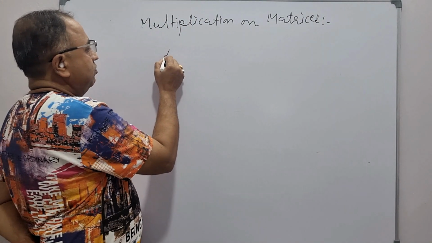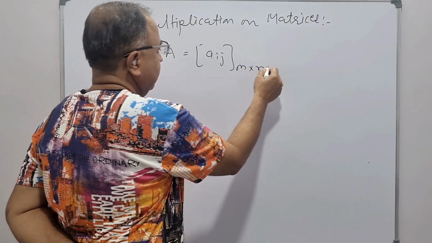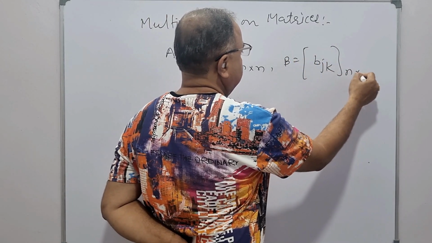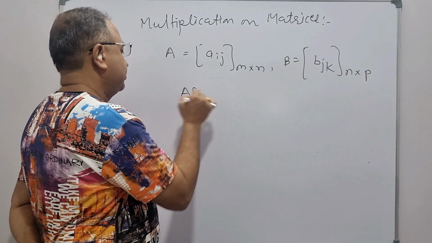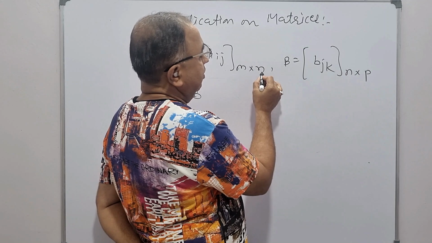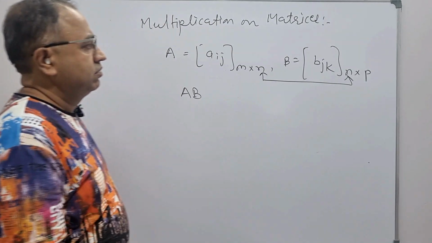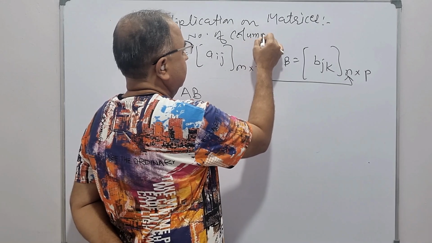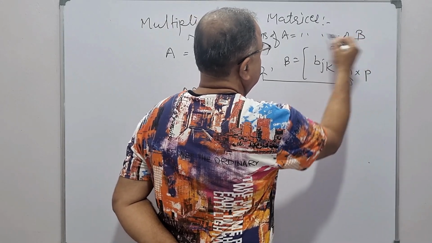Now whenever you have to multiply two matrices, A is a matrix Aij of order m cross n, B is a matrix Bjk of order n cross p. Now AB is possible. So what is necessary to multiply two matrices? If you want to multiply A by B, the number of columns of A must be same as the number of rows of B. Number of columns of A must be equal to number of rows of B.